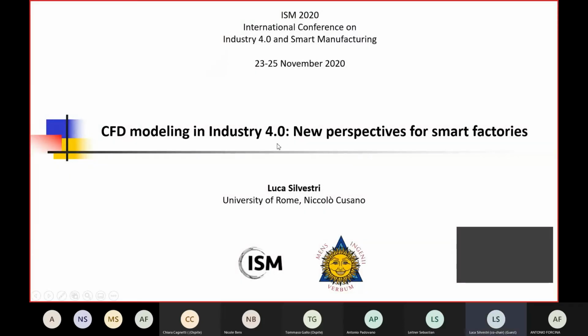This is Luca Silvestri. Thank you, Antonio, for your introduction. I am a research fellow from University of Rome, Nicolò Cusano, and this is the presentation of my study, CFD Modeling in Industry 4.0, New Perspectives for Smart Factories.